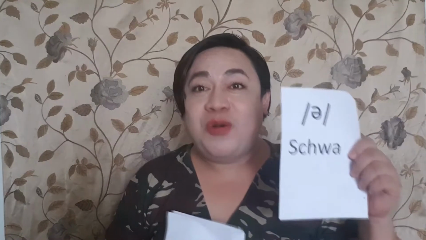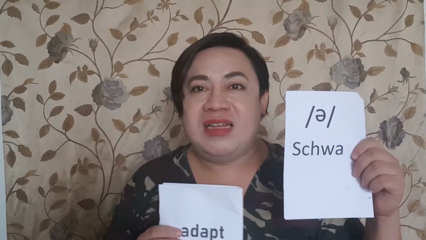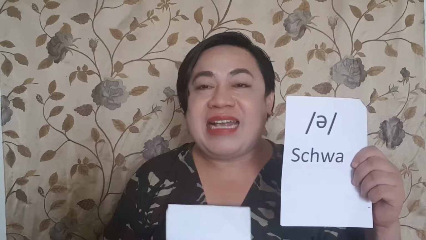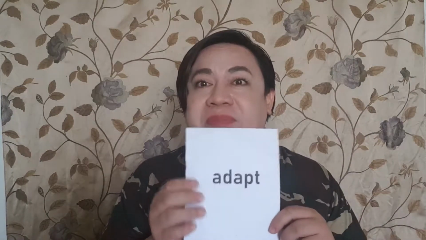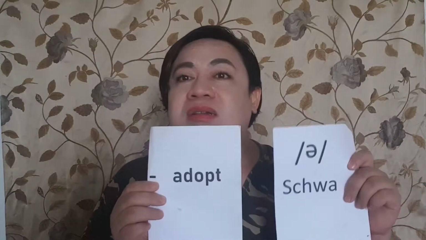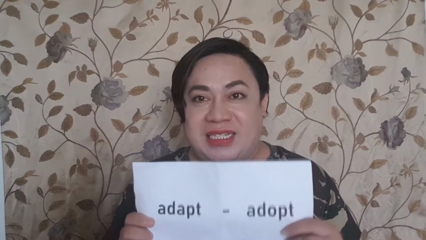If you can still remember, in the previous episode, I introduced you to the phoneme schwa sound, the effortless sound. By the way, the slash is called a virgule, and since there are two slashes, you say virgules. Again, the schwa sound is represented by somewhat like an inverted lowercase e. So you say adapt, adopt. Okay, very good.